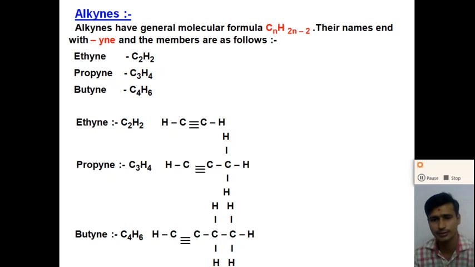We discussed this type of alkane, alkene and alkyne earlier also. So understand, dear students, all the functional groups and the homologous series, right?